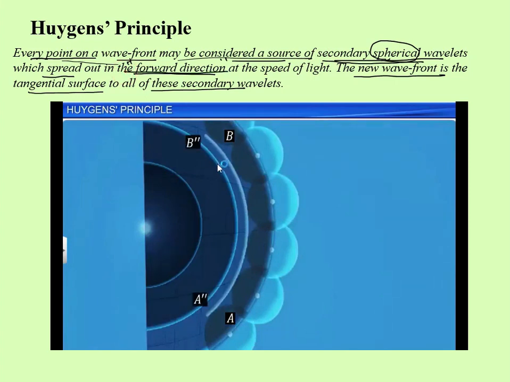They also generate in the backward direction. If we draw a tangent to all these secondary wavelets, then we should also get some wavefront backward. But we don't consider these backward waves because they vary as 1 plus cos theta. If we consider backward waves from the original direction, then backward will be 180 degrees. If we substitute this 180, then cos 180 would be minus 1. So 1 minus 1 is 0. That's why we say that backward radiations are eliminated, backward radiations are not considered.